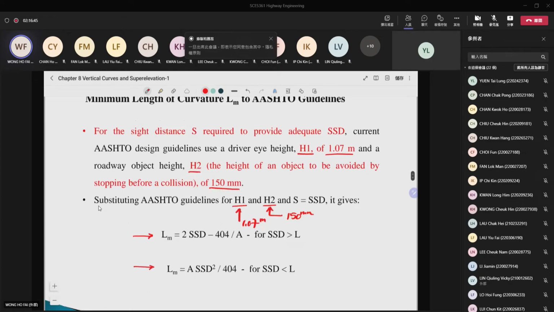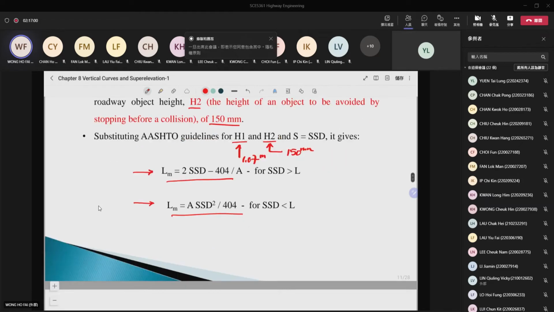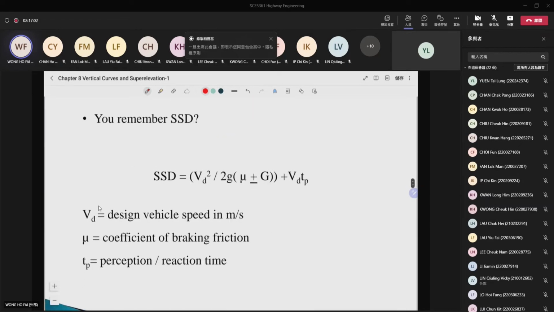So if we put h1 equal to 1.07 meters and h2 equal to 150 mm, then we will have the first equation, and then we will have the second equation. So SSD, as I mentioned, involves both the reaction distance and the braking distance.